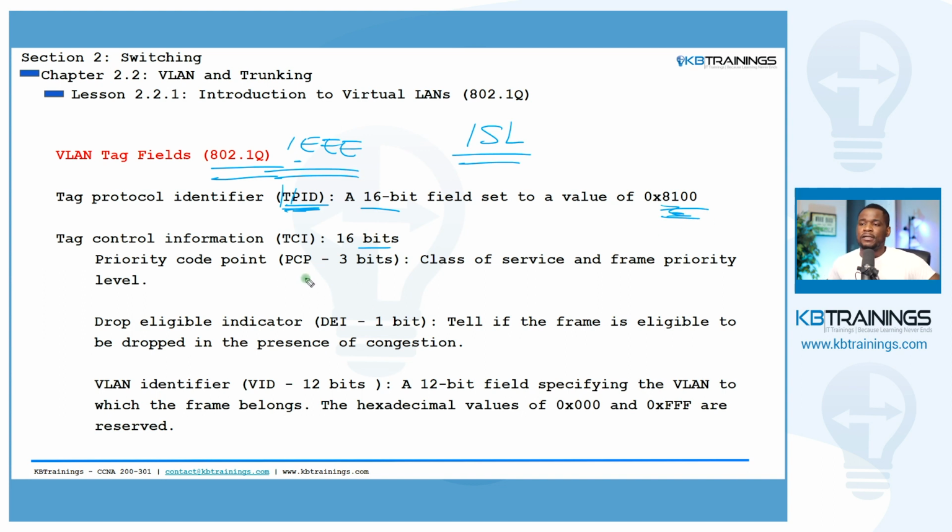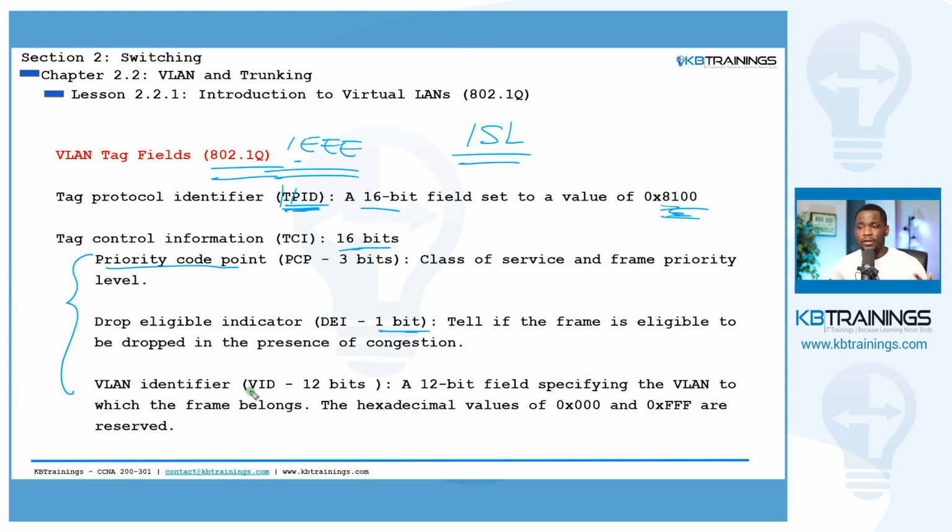And the next field is actually a set of three fields. The first field is the priority code point. This one will give you the class of service or frame priority level for your frame. We're not going to focus on that because it's not really relevant. And the second field is the drop eligible indicator. So this will tell you if the frame is eligible to be dropped if there is any congestion in a network. We're not going to focus on that. And this is just 1 bit.